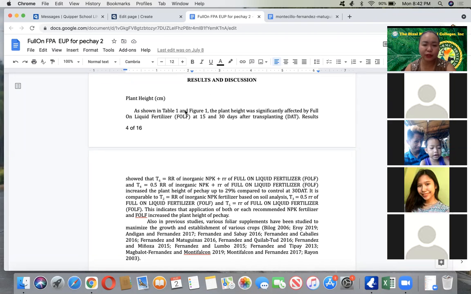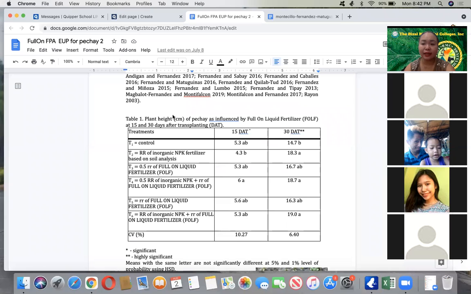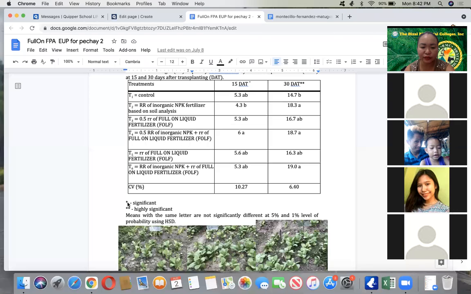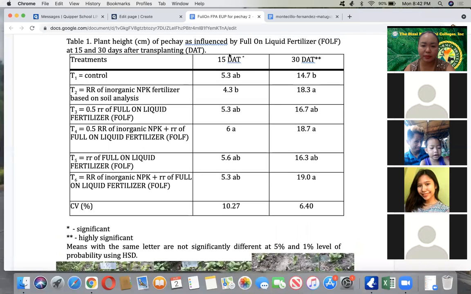So we have here, as shown in table 1 and figure 1, the plant height was significantly affected by the foliar liquid fertilizer at 15 and 30 days after transplanting. You always cite and state which is table 1. As you can see, there is an asterisk and double asterisk, which means significant and highly significant, with means with the same letter. These are all means.